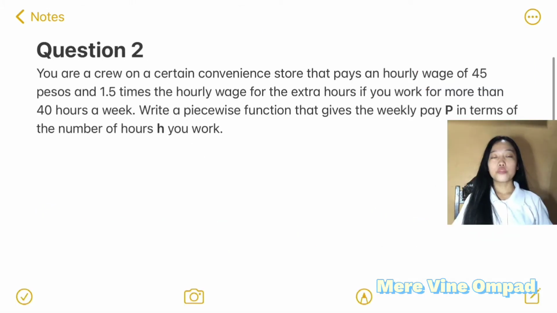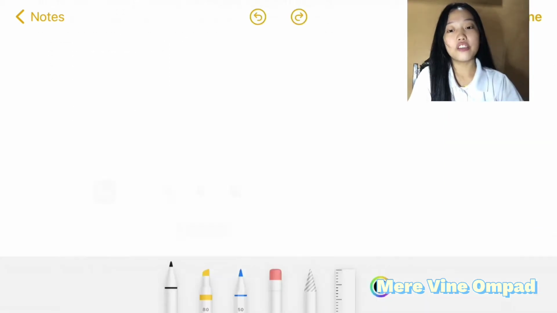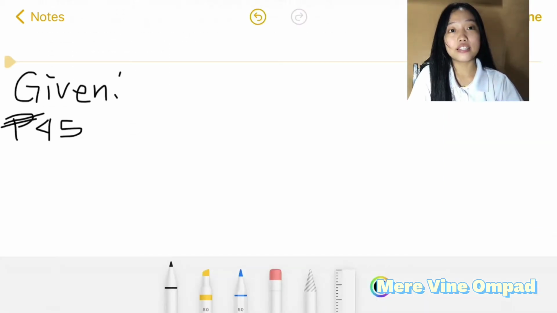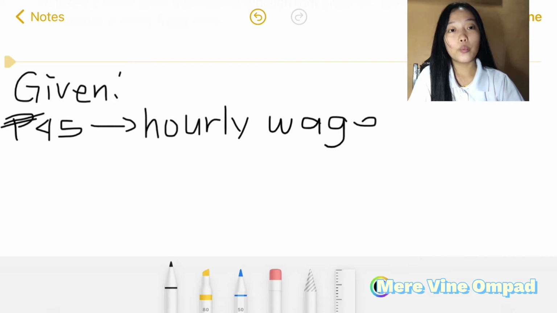For question 2, you are a crew at a certain convenience store that pays an hourly wage of 45 pesos and 1.5 times the hourly wage for the extra hours if you work for more than 40 hours a week. Write a piecewise function that gives the weekly pay P in terms of the number of hours H you work. So first, let's write the given.